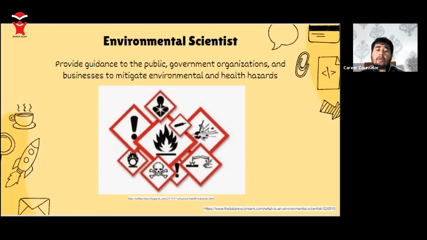So we cannot by ourselves build a building or a factory without the consent from the government. So they have to consider how to mitigate the environmental and health hazards. So it is very important. Is it dangerous or not? All right, so I hope that you have the idea of what this environmental scientist is about.